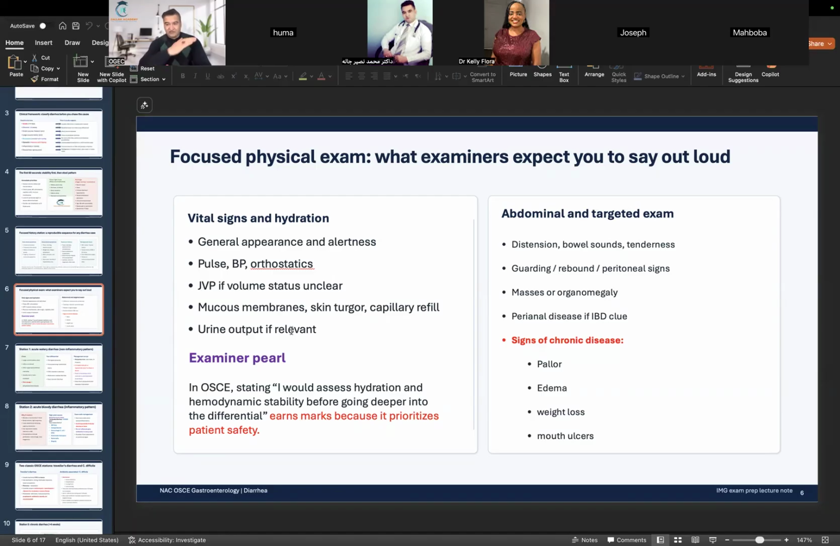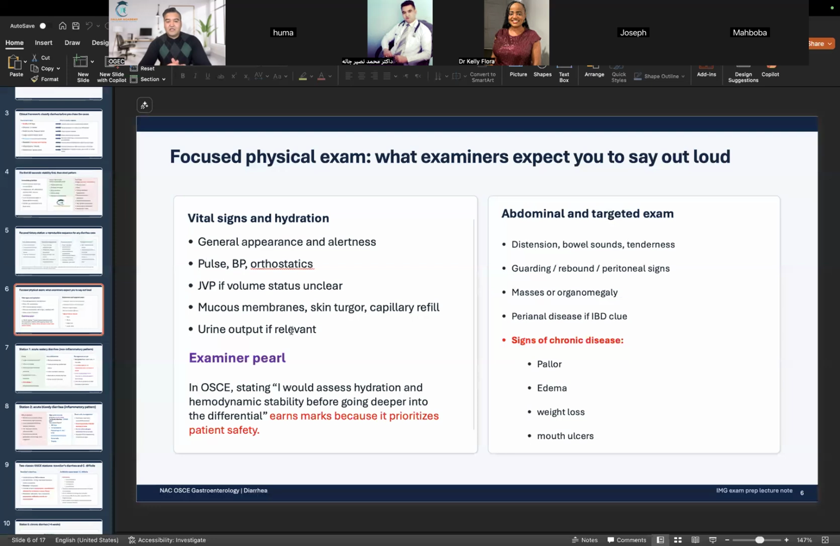Why? Because if it is flat, then you can tell that the patient has lost a lot of volume or fluid. Mucous membrane, obviously, you have to check it. Skin turgor, capillary refill for dehydration. Urine output, if relevant: if the door instruction did not mention it, you need to ask for it.